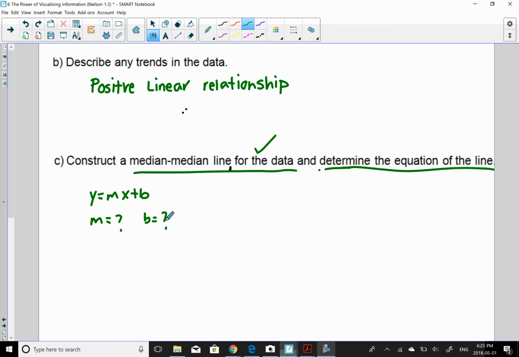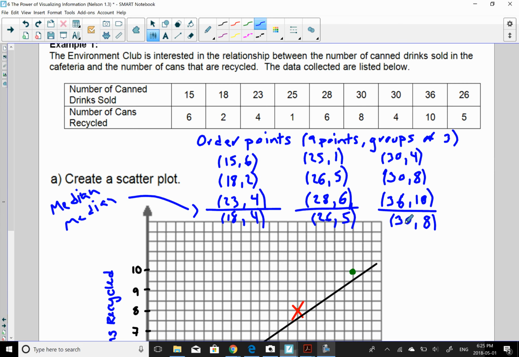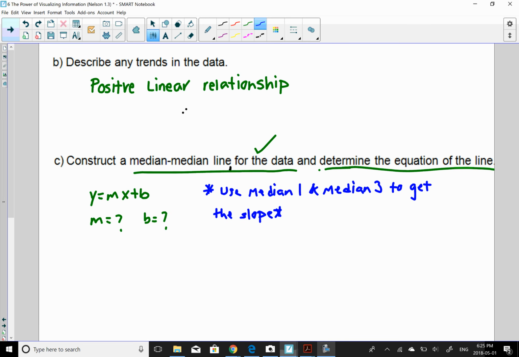So to do that, since we all need to have the same slope, everyone needs to use median 1 and median 3 to get the slope. So if I look at my line, my median 1 was 18 and 4 and 38. So I'm going to use those.